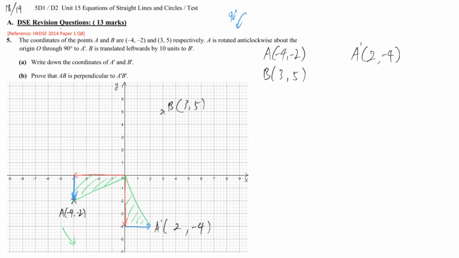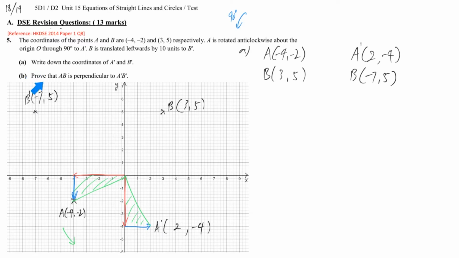We are going to translate it leftward, that means go to the left hand side. You'll find that only the left-right position is affected. Going back means decrease it by 10. From 3, decreased by 10, we reach -7. So the x coordinate of the image is -7, and the height is unaffected, so it's still 5. That's how we finish part A.